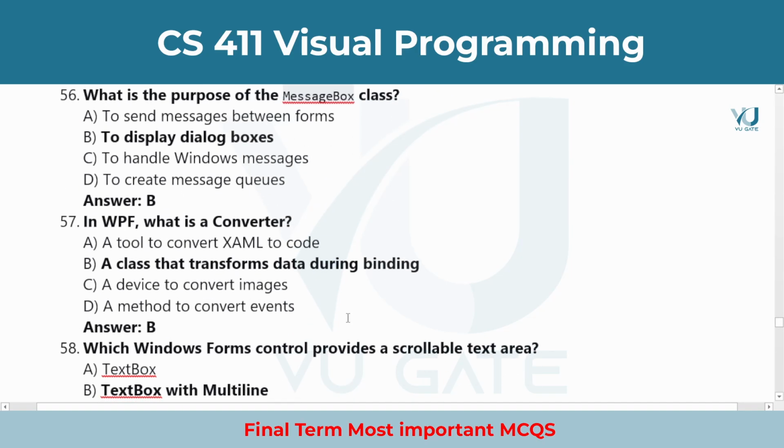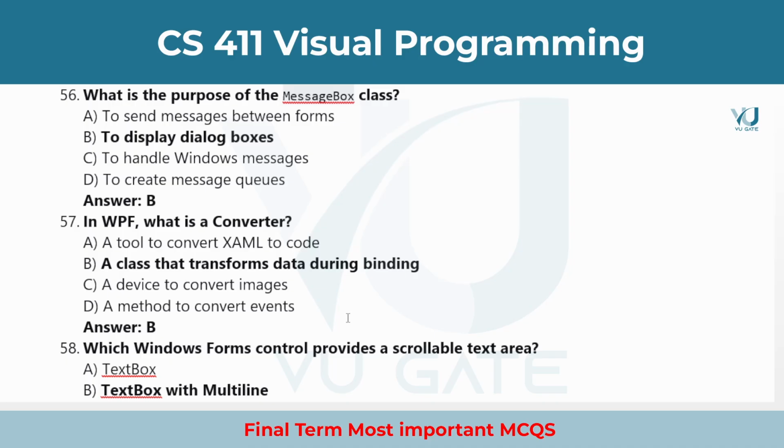Question 56. What is the purpose of the MessageBox class? The correct answer is option B, to display dialog boxes. Question 57. In WPF, what is a converter? The correct answer is option B, a class that transforms data during binding.